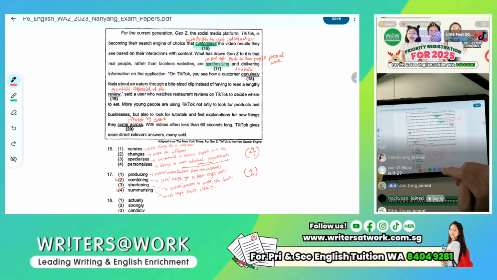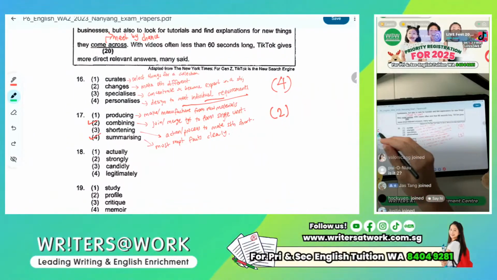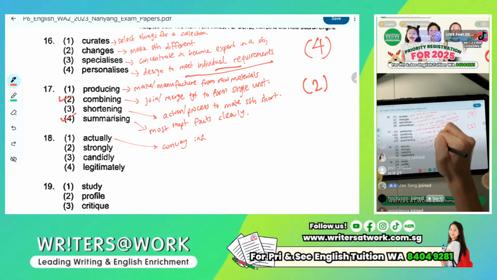Now moving on, let's take a look at question 18. Genuinely. That means you are very truthful about something. So looking at the options here, the first one we have is actually, which means that you're trying to convey information that may surprise people.